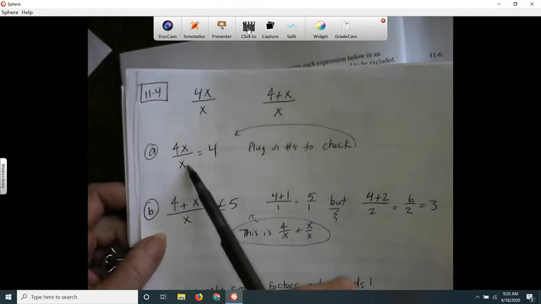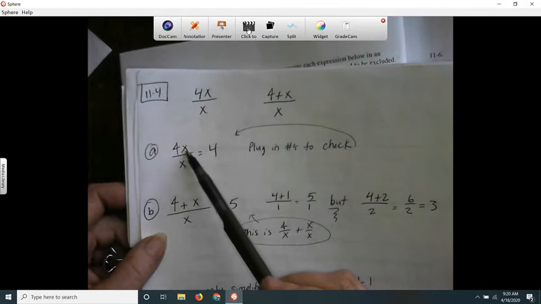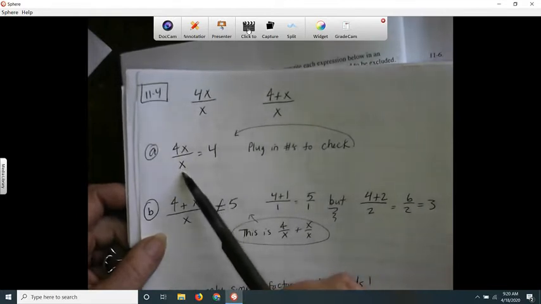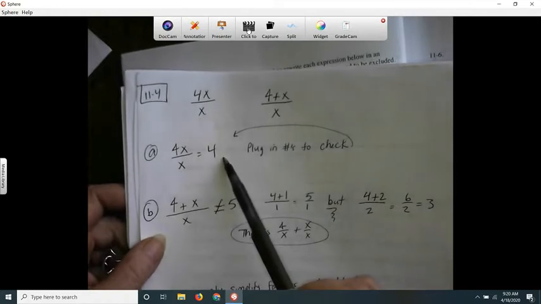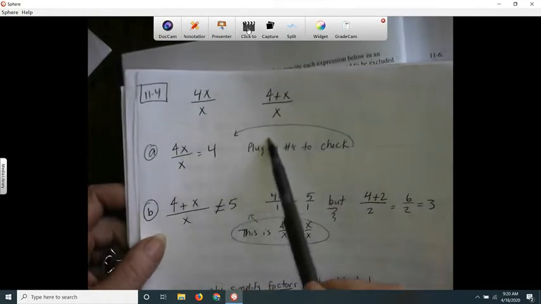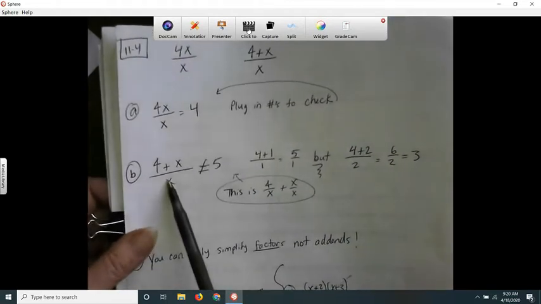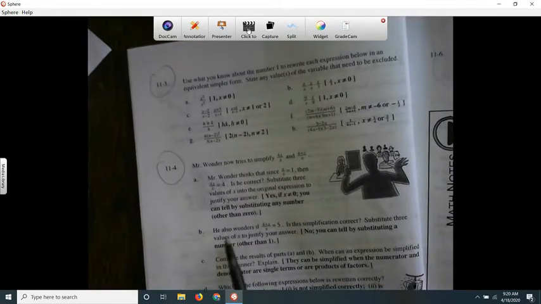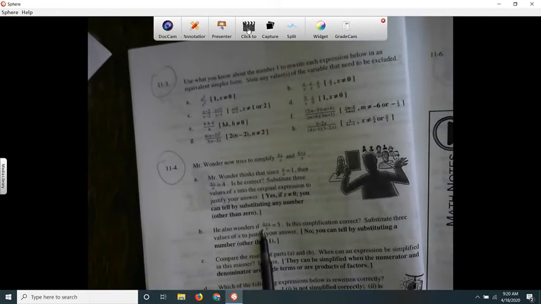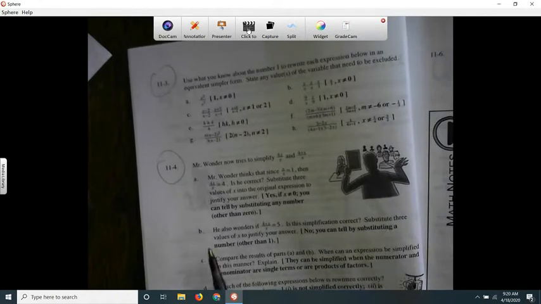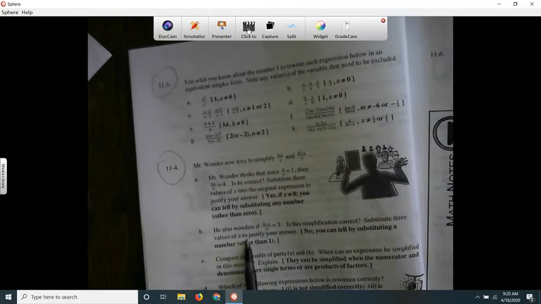4 times 3 is 12, divided by 3 is 4. Any number that I plug in for x, I'm going to get 4. So this one, I can verify that it's true. This one, letter B, it says, he also wonders if (4 plus x) over x equals 5. Is this simplification correct? Substitute 3 values of x to justify your answer.